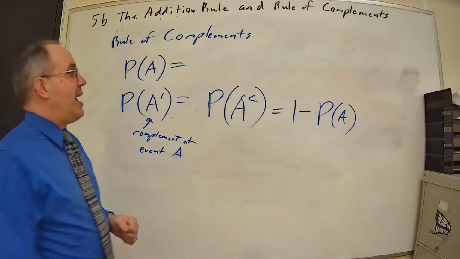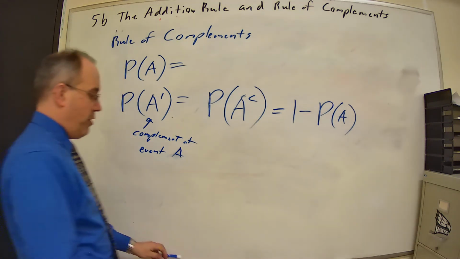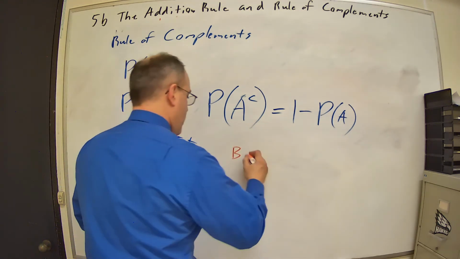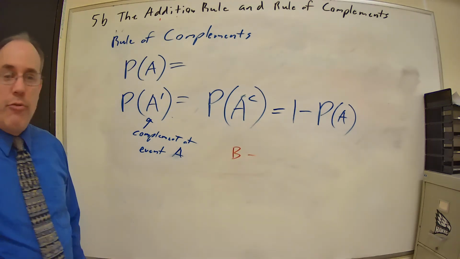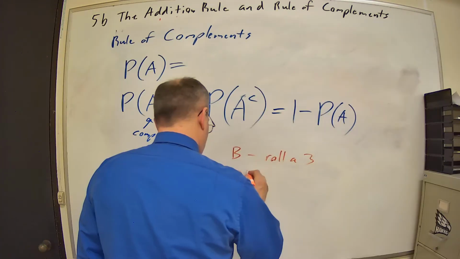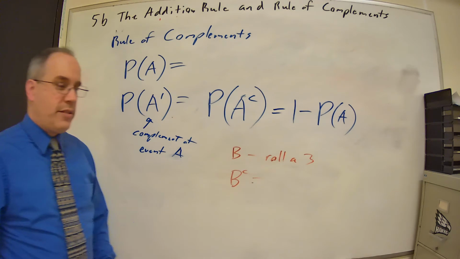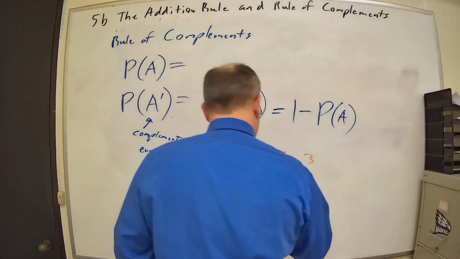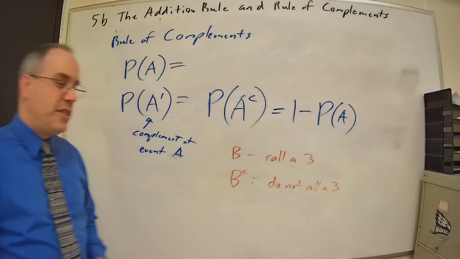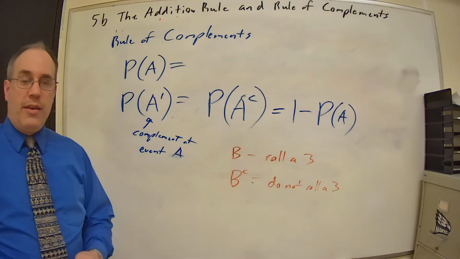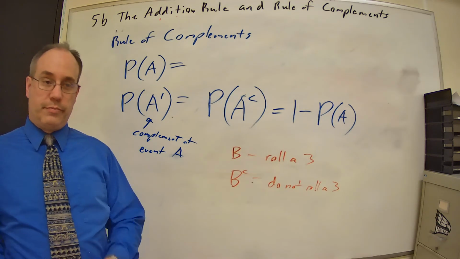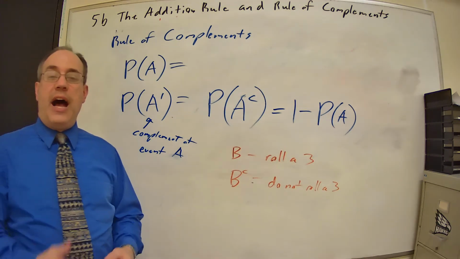If I have event A, in fact, let me switch that to event B. So let's say event B is that I roll a 3. Then event B complement is that I do not roll a 3. So that's all it is. If the event is flipping a coin and getting heads, then the complement is that I do not get heads.